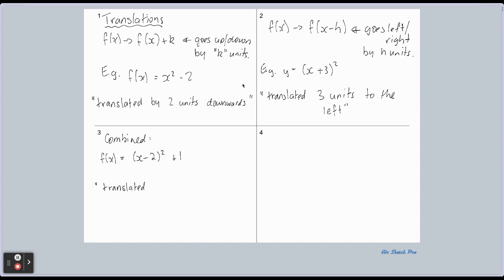We can also combine our translations. So this one has 2 translations here. We've got this one here and this one here. And we would write them both separately. We would say translated 1 unit upwards, or you could say in a positive direction, vertically. And then we would say translated 2 units to the right. So x minus 2 all squared makes it translate 2 units to the right.